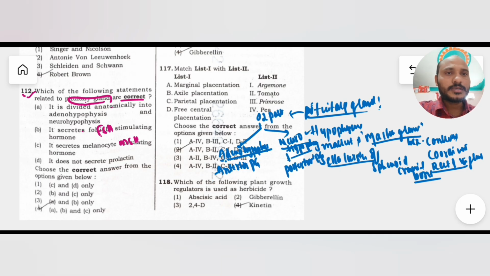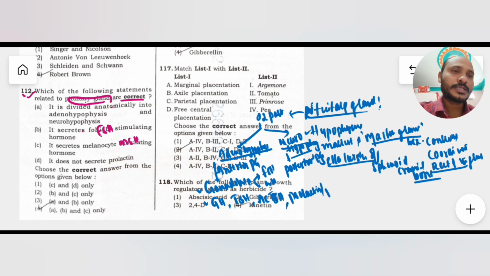The adenohypophysis secretes a number of hormones: gonadotropic hormones like FSH and LH, growth hormone, thyroid stimulating hormone, adrenocorticotropic hormone ACTH, and prolactin, simply PRL. All these hormones are secreted from the adenohypophysis part of the pituitary gland.